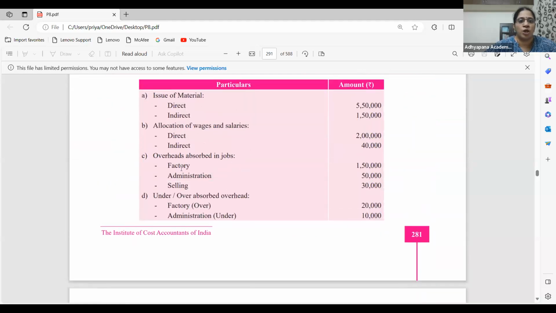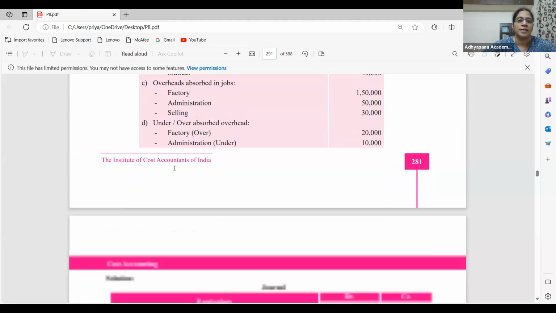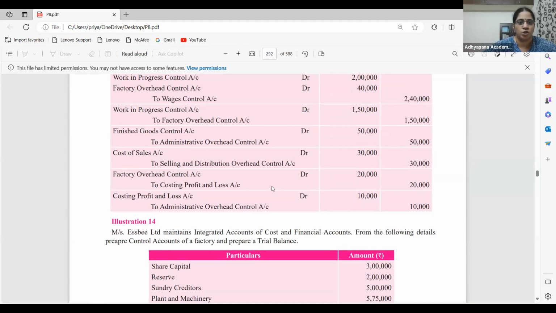Overheads absorbed in job. Where will you absorb factory overheads? In WIP control. So WIP control to factory overhead control. Administration overheads will be absorbed at the finished goods stage. So it is finished goods control to administration overhead control. Selling and distribution overheads you will absorb at cost of sales. So it is cost of sales to selling and distribution overhead control.